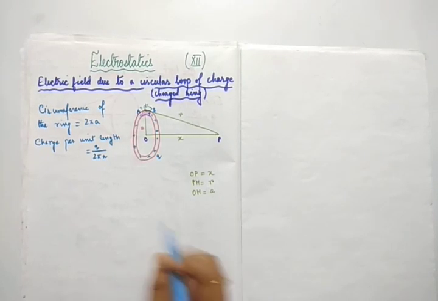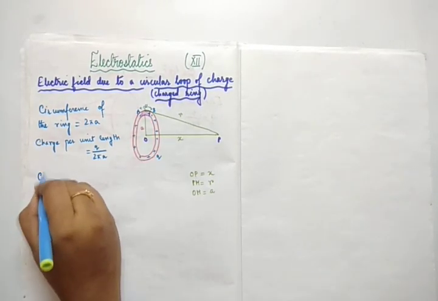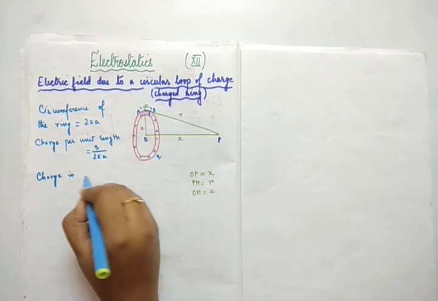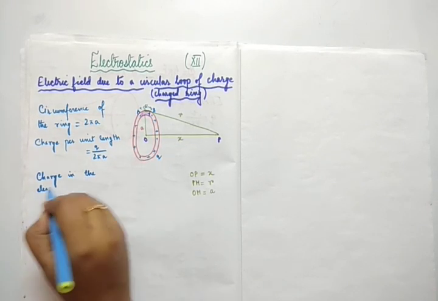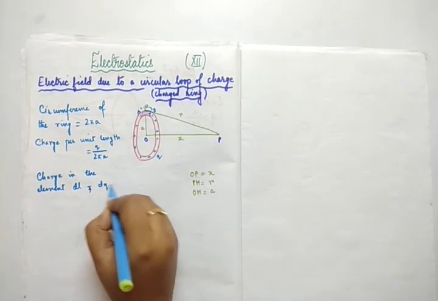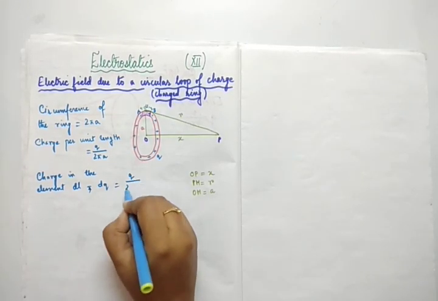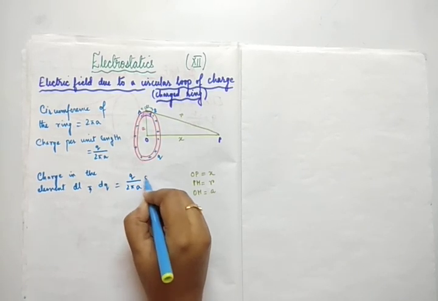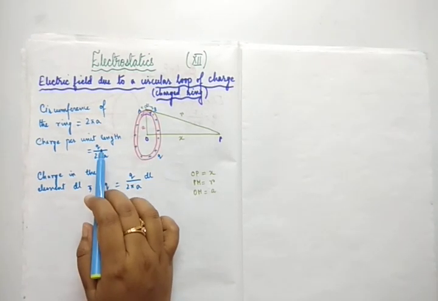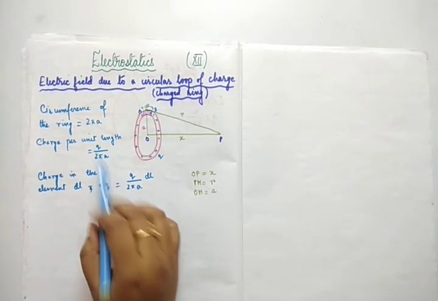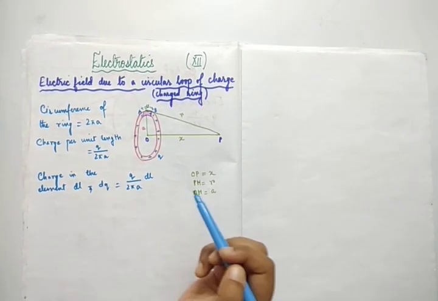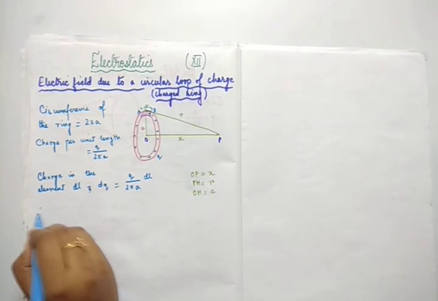What will be the amount of charge in the element dl? dq equals q by 2 pi a into dl. If the charge per unit length is this much, then in the element dl it will be q by 2 pi a into dl. Just the unitary method we have used.